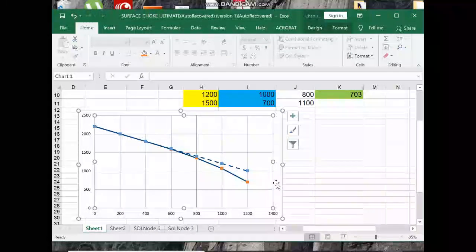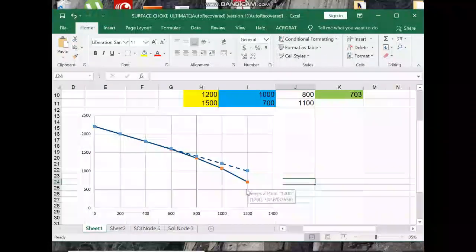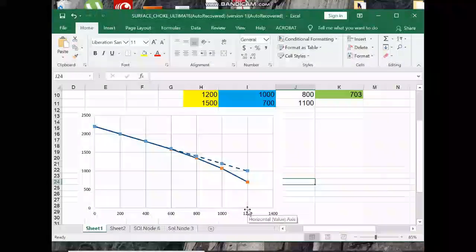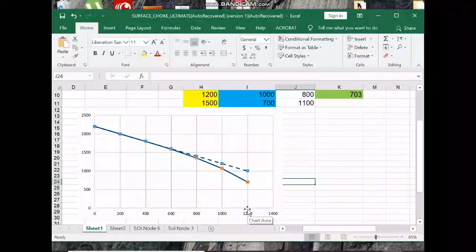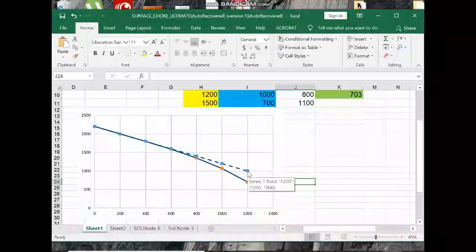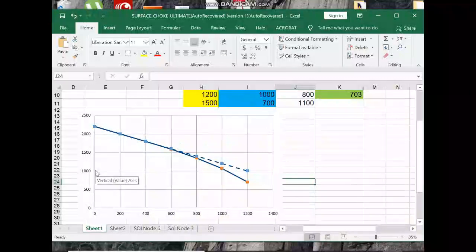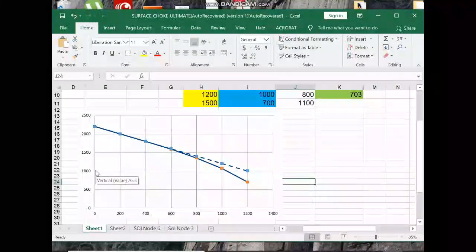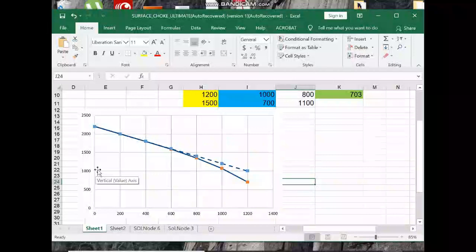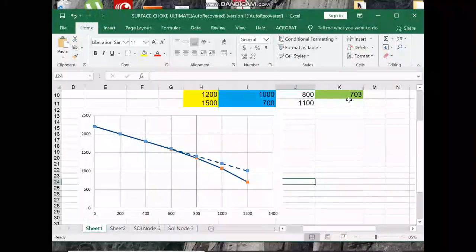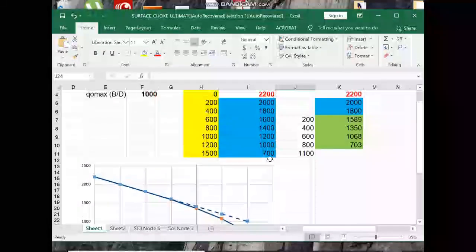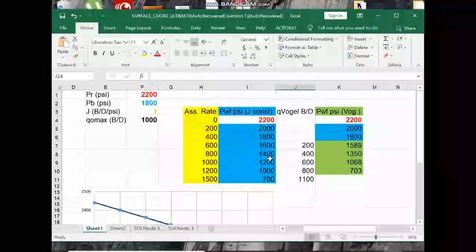Okay, what does it mean again? It means that at 1200 barrels per day, if you use J constant, you will estimate 1000 psi. You say that the well flowing pressure is 1000 psi, but in reality it's not. It's less than that. It's actually 700 psi. Okay? So that's what you can take from this part 1.